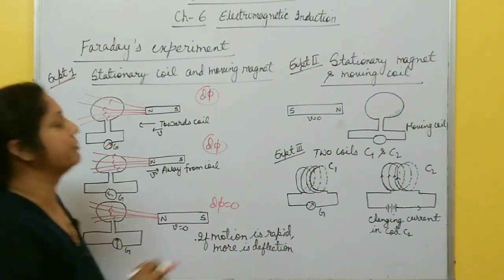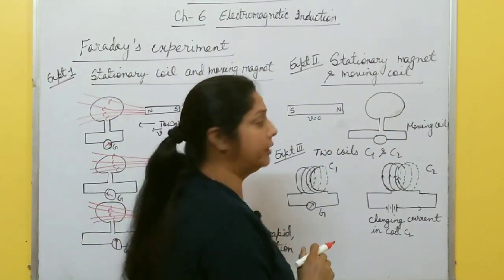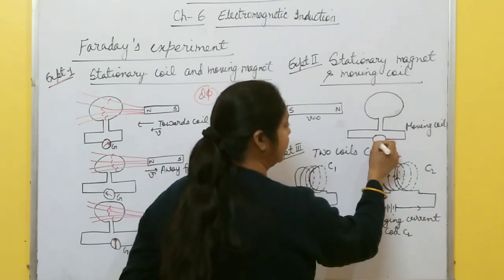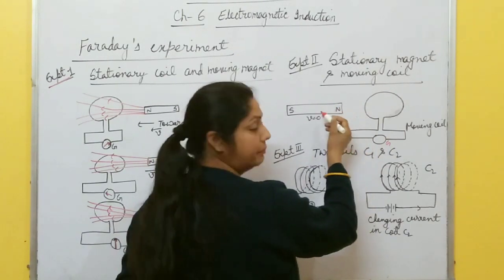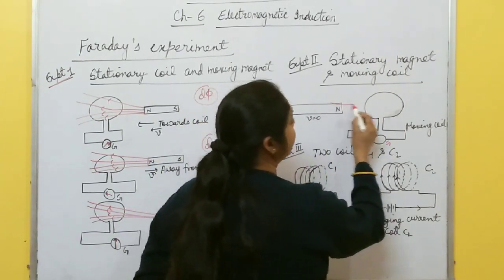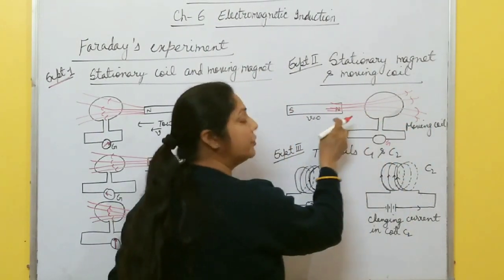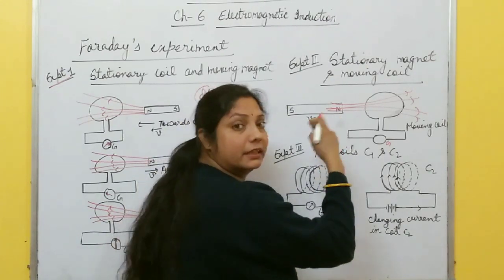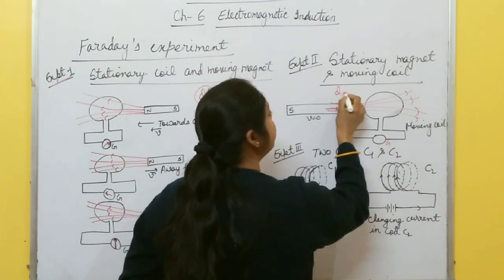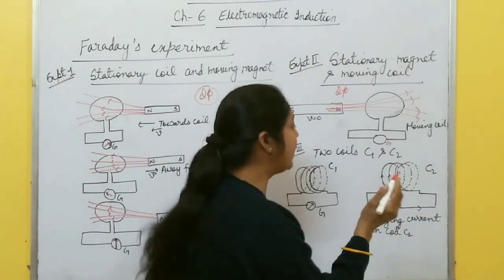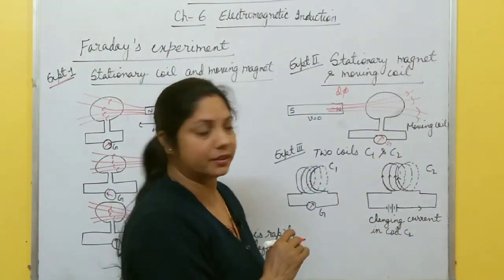This is experiment 1. In experiment number 2, the magnet is stationary but the coil is moving. This time a galvanometer is connected to this coil. When this coil is moving towards this magnet, what happens? Again, the number of field lines passing through this coil changes. If it is moving towards the magnet, field lines increase. If it is moving away from the magnet, field lines decrease. Again, there is a change in magnetic flux. And if there is a change in magnetic flux, this galvanometer shows deflection. It means current is induced in this coil, right?